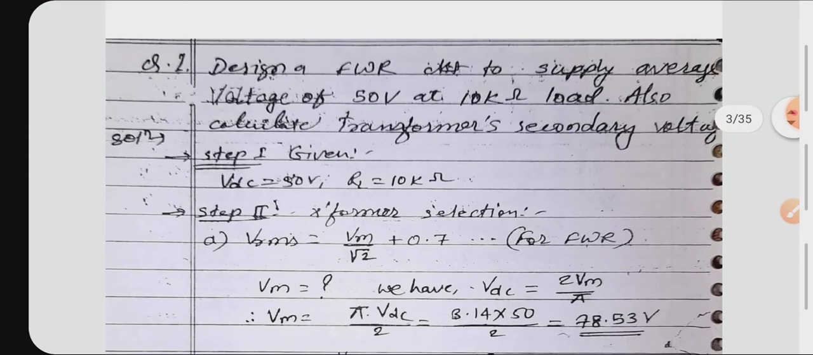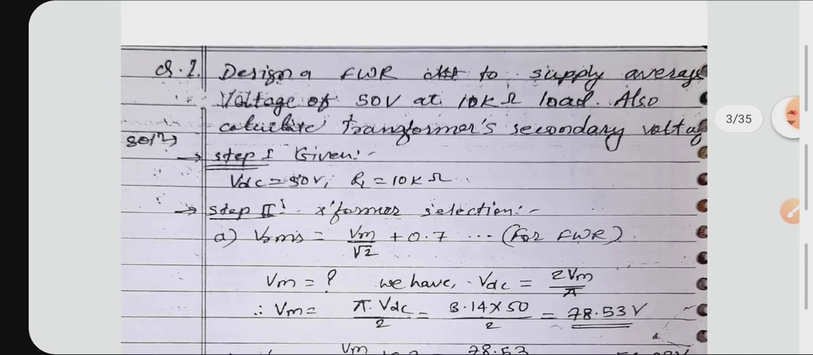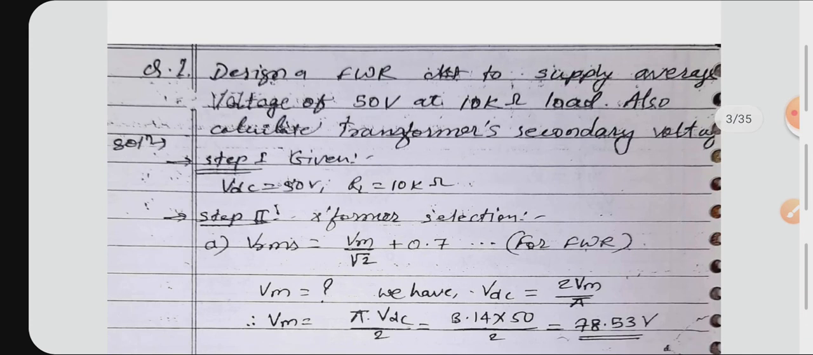Consider this problem: design of a full wave rectifier circuit to supply average voltage of 50 volt at 10 kilo ohm load. Also calculate the transformer's secondary voltage. Before proceeding further, you should know the design steps.